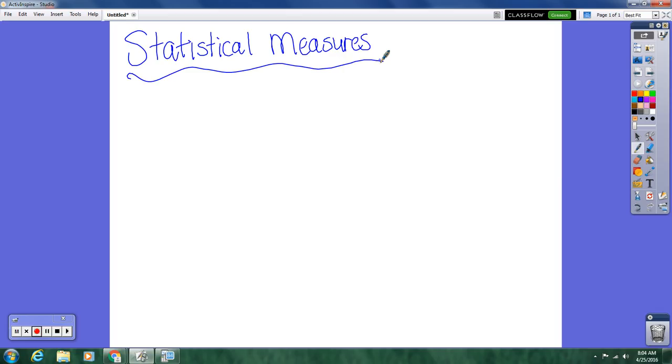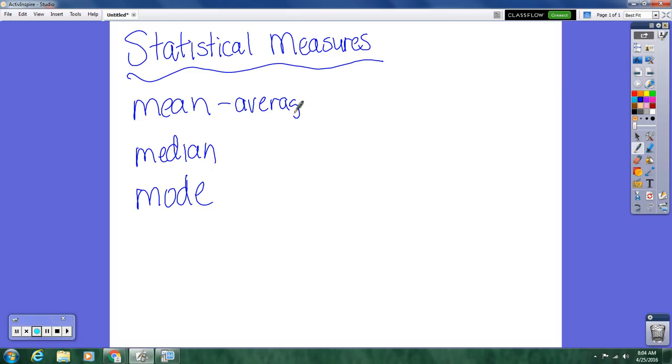Alright, so statistical measures. The ones that you should know already: mean, median, and mode. So what's another word for the mean? Average. The mean is the average. This time we're getting a little bit more in depth in what it means, and they're going to use a symbol, and you'll hear me say X bar. There's an X and a bar over it. X bar, and that's what is meant by the mean.